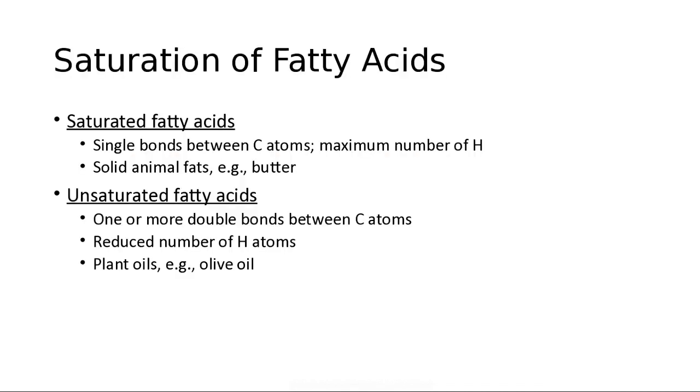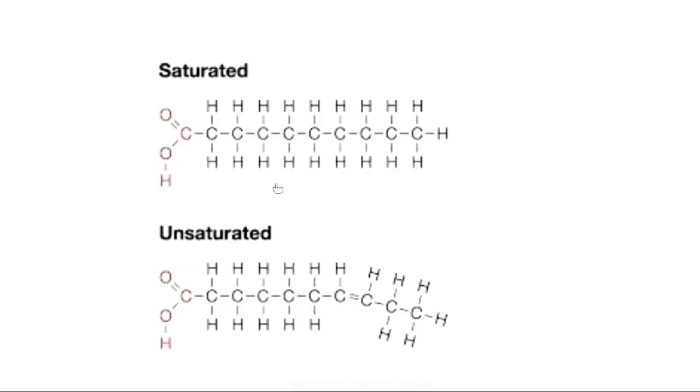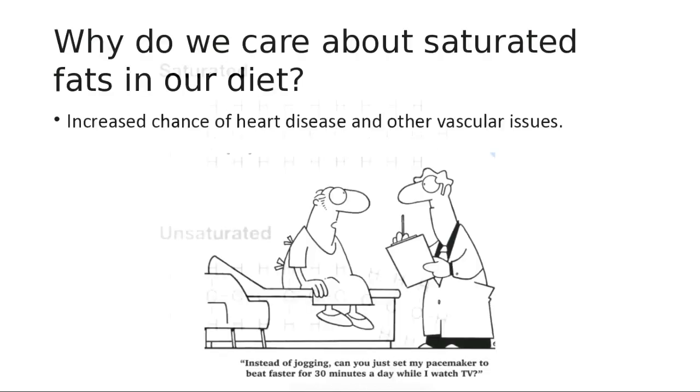Okay, saturated versus unsaturated fats. I have a picture here of a saturated fat. Every bond is a single bond between the carbons, and you have all the hydrogens you can get. This is unsaturated. Now, the more double bonds you get, the more likely you are to have a liquid at room temperature. Why do we care about saturated fats in our diet? Because an increased chance of heart disease and other vascular issues are associated with saturated fats in our diet.